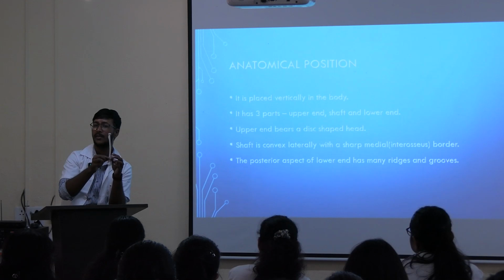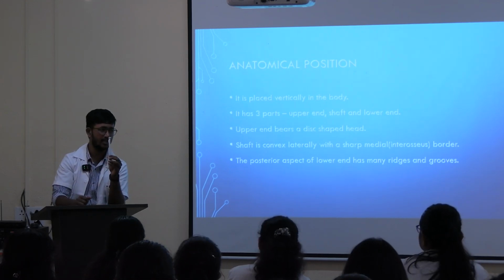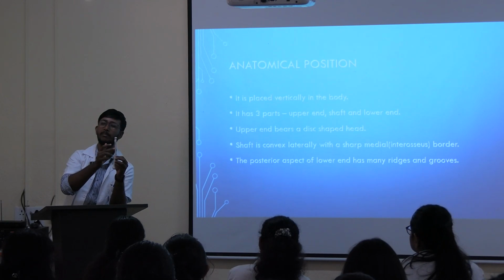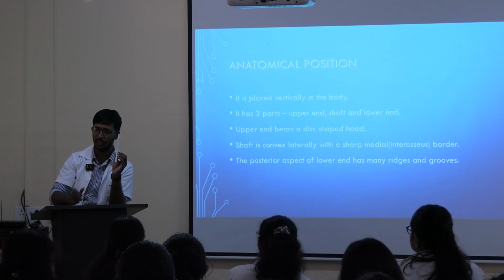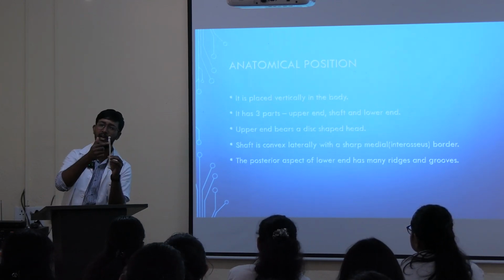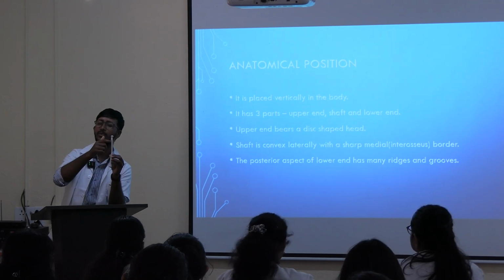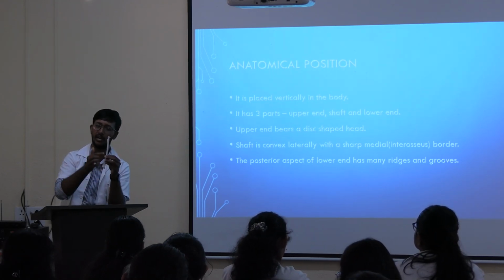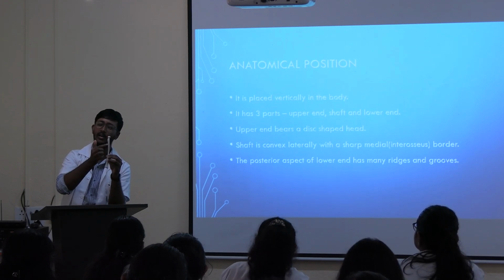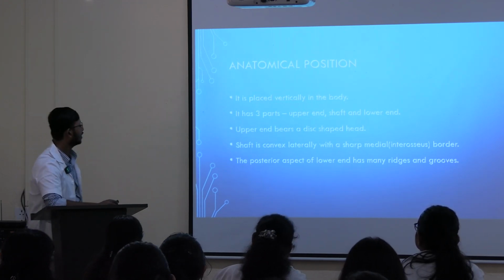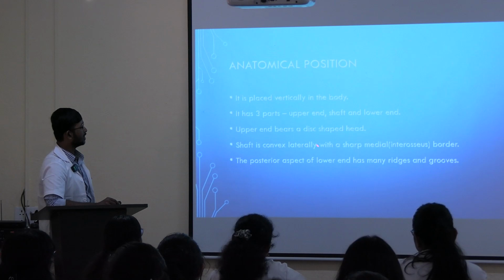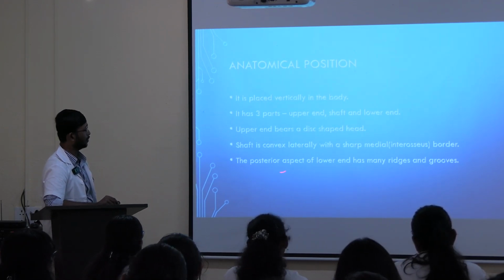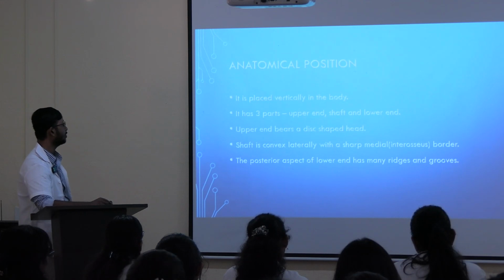In the shaft, we have borders and surfaces. Medially we have the medial interosseous border, which is sharp. Anteriorly, we have the anterior border, and posteriorly, we have the posterior border. And in the lower part, there is this anterior border. Okay, we will see these things. Now the shaft is convex laterally with a sharp medial interosseous border. I have told this. The posterior aspect of the lower end has many ridges and grooves.